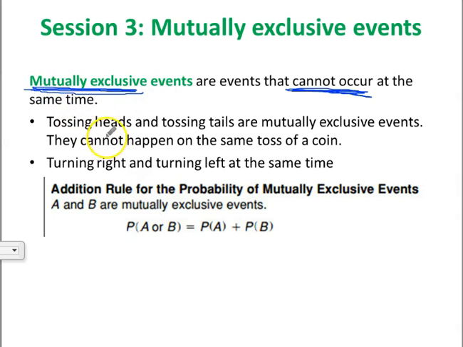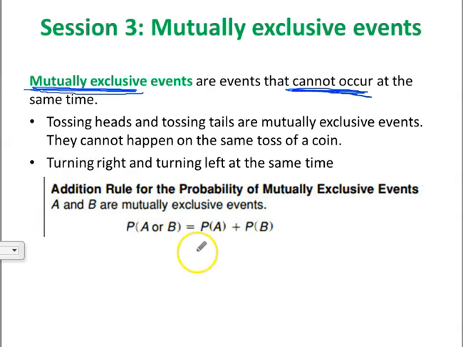For example, tossing heads and tossing tails. If we were to toss one coin, we can't have a result of heads and tails. It's got to be one or the other. So tossing a coin is a mutually exclusive event of getting heads and tails. They can't occur at the same time. If you are turning right and turning left at the same time, that's impossible. So turning left or turning right is mutually exclusive.